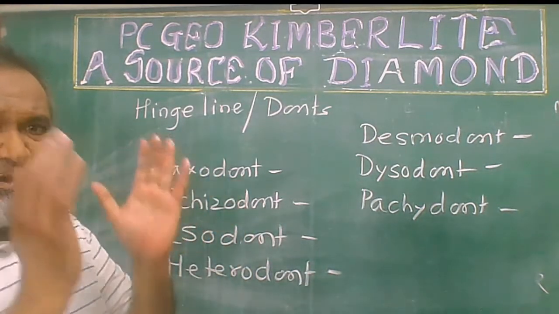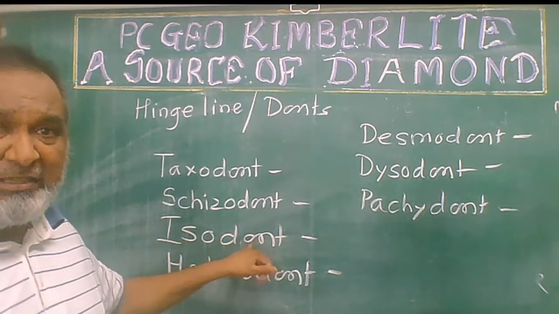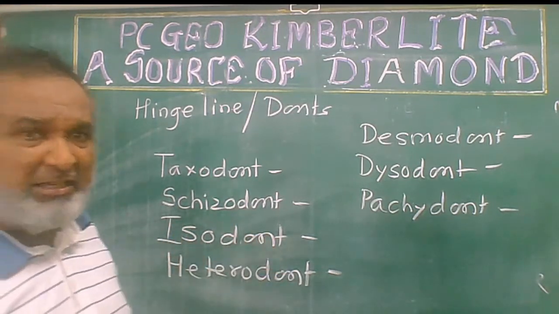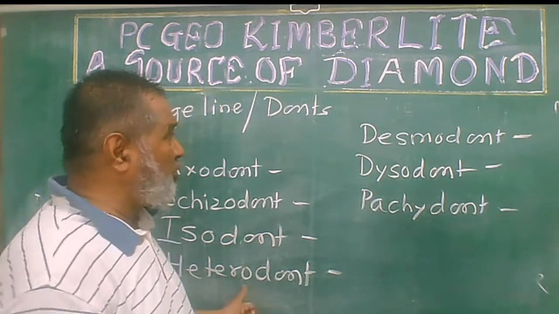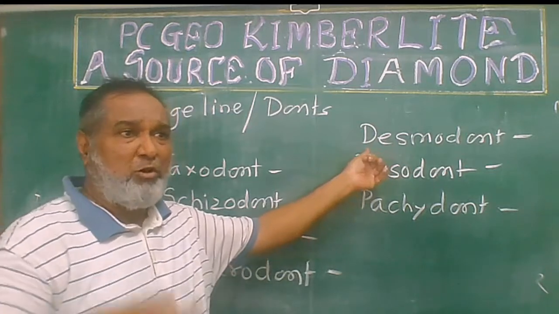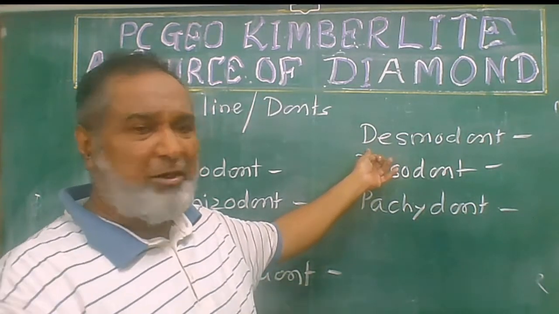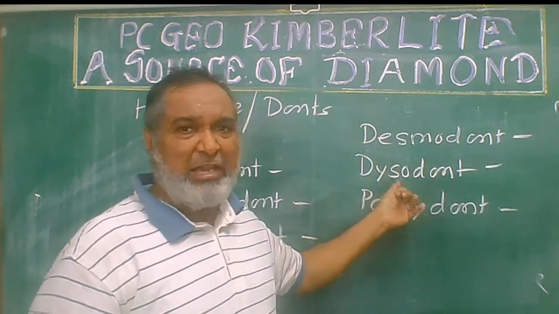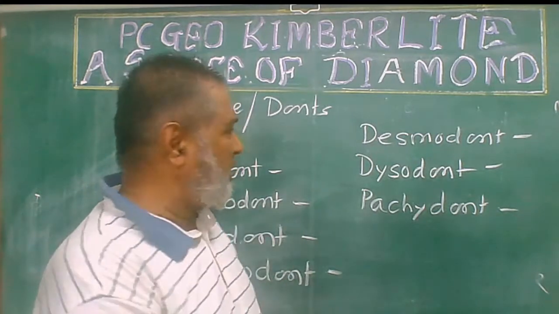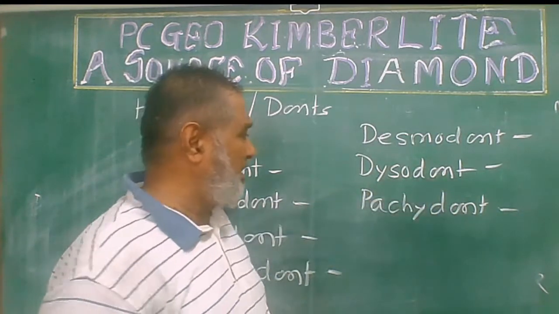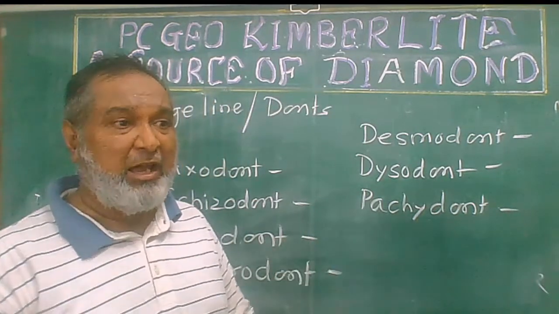Come to the next one. Number is reduced, size will increase. Then if they are equal in size and number is less, that is the isodont. If they are unequal in size, heterodont. Then the desmodon, totally the hinge line will be absent. Simple reduced gum will be there. The disodon, we have just the gum or maybe 1 or 2 small teeth on that particular part. And pachydon, the teeth are very large, blunt and heavy.